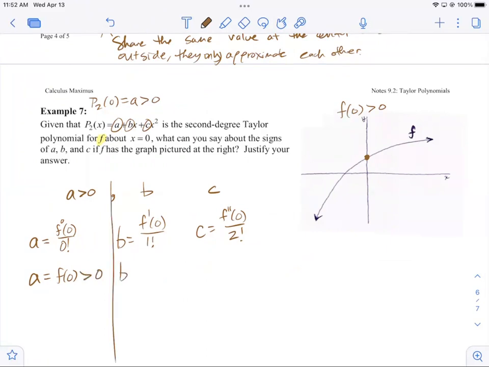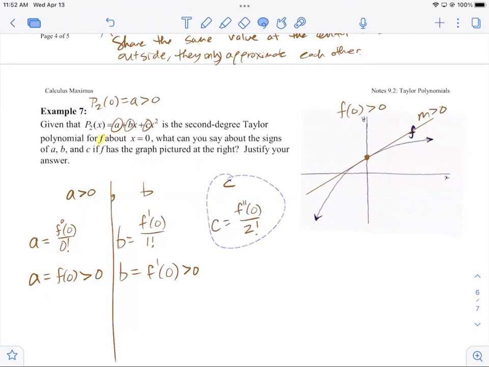If I simplify this one, 1 factorial is 1, it's positive. So I know B is whatever f prime of 0 is. Now f prime is the what of the graph of f there? It's the slope. So the tangent line there, the slope m is greater than 0. So I know this is greater than 0. So yes, those of you who said B is positive, it's because f is increasing there.